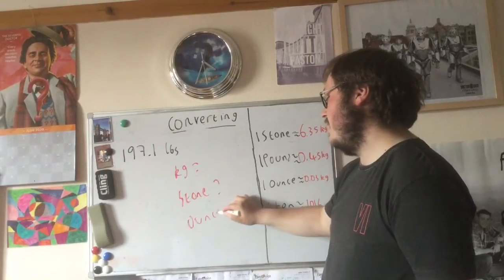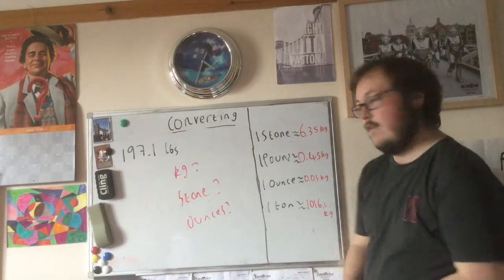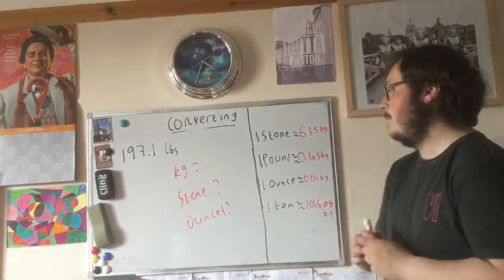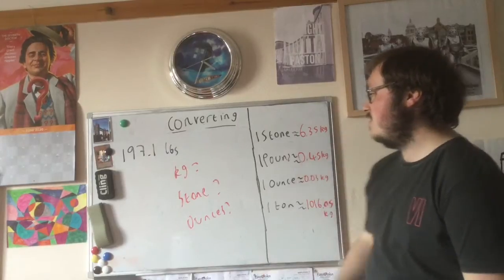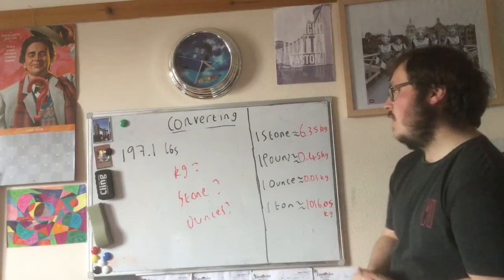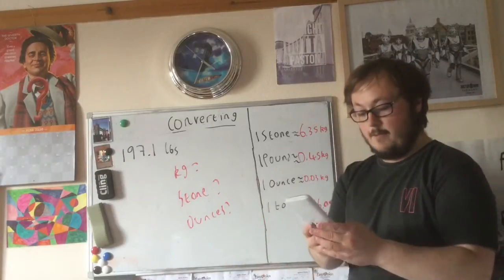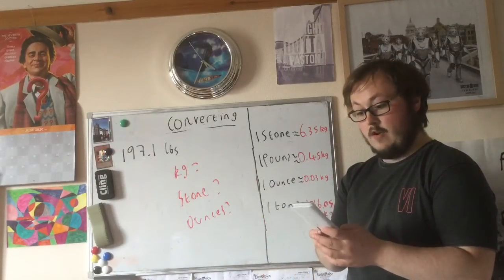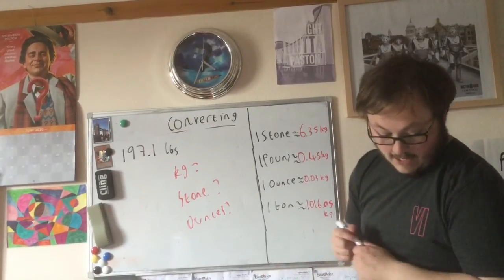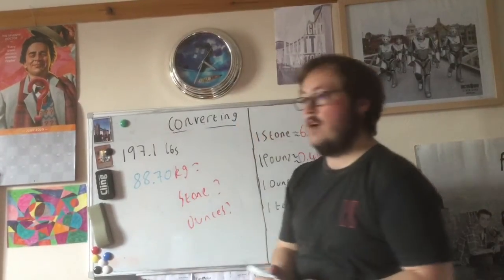The reason why I'm not doing it in tons is because, well, let's face it, we're going to get a very, very small number if that's how much it is in just kilograms. So, if 1 pound is 0.45 kilograms, we need to multiply 0.45 by 197.1. So let's do it now on our calculators, and when you do it to 2 decimal places, you will get 88.70 kilograms.